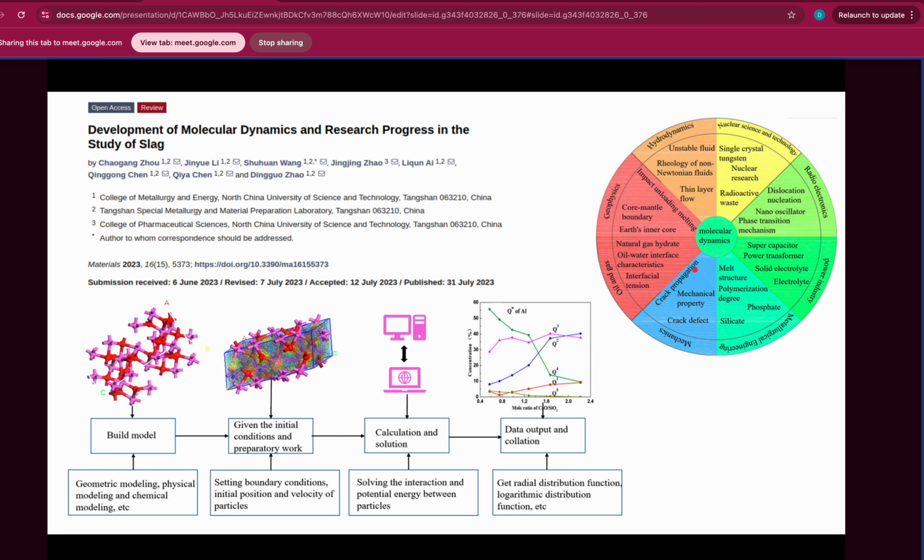What else that tells you is that molecular dynamics can be applied to different fields, such as nuclear science and technology, in which single crystal tungsten, nuclear research, radioactive waste. All these studies can be performed with the help of MD simulations, and it can also be applied towards radioelectronics, in which we can study the dislocation nucleation, nano oscillator, phase transition mechanisms. Then power industry, then metallurgic engineering, mechanics, oil and gas, geophysics, hydrodynamics. So these are different fields in which molecular dynamics can be applied other than the biological field. So these simulations are quite advantageous.